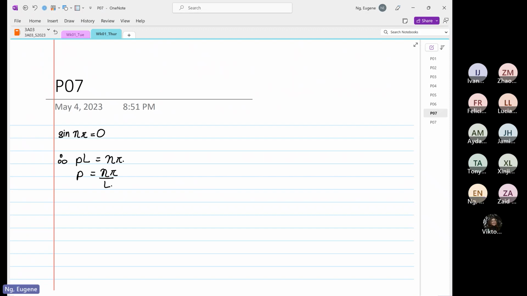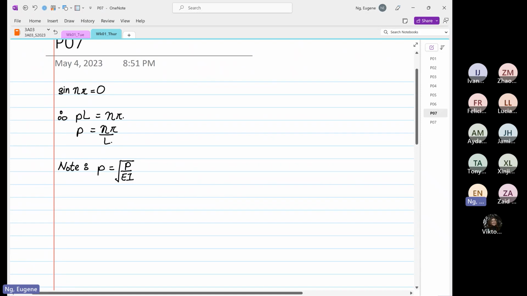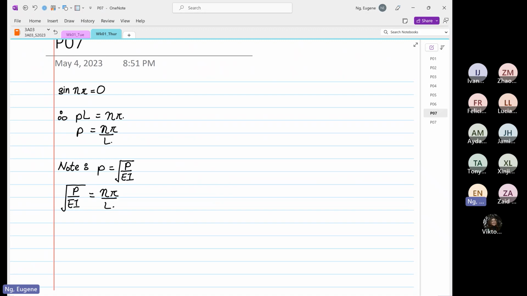Okay. So we remember that small p, note, I wrote this again, I'll let you recall. Small p is equal to the square root of big P over EI. So when we put this into the above equation, square root of big P over EI is equal to n pi over L. So P over EI is equal to n squared pi squared over L squared.